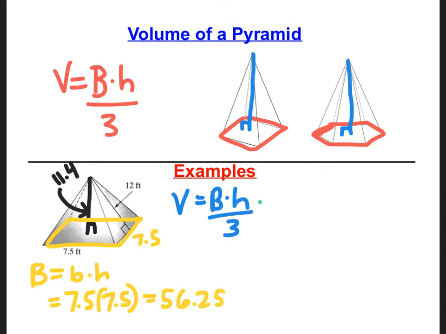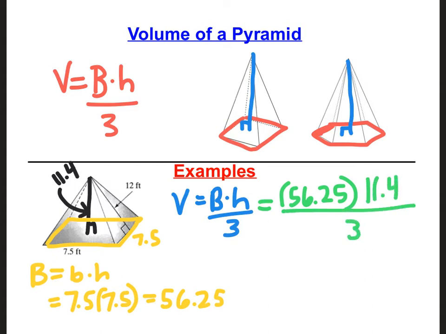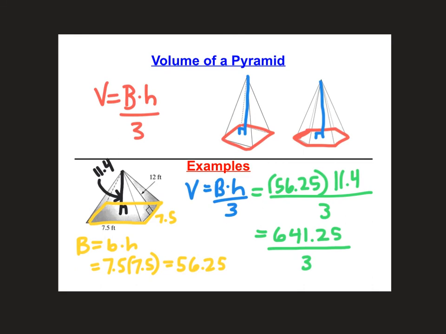We're going to plug this into the equation over here. So we have 56.25 times our height, which is 11.4, all divided by 3. Again, I'm going to multiply this stuff on top first. So I'm going to do 56.25 times 11.4. And I get 641.25. And then we have to divide it by 3. When I divide it by 3, I get 213.75.